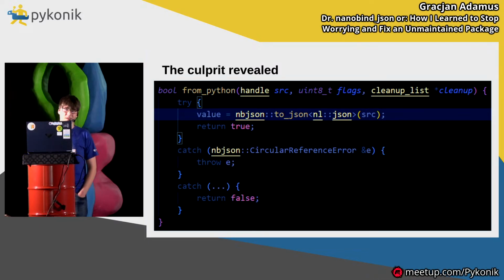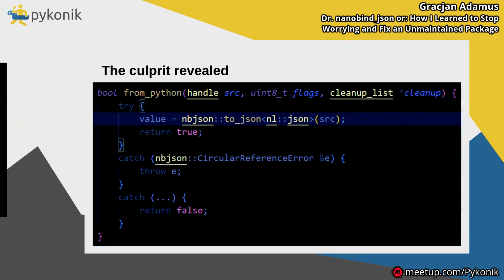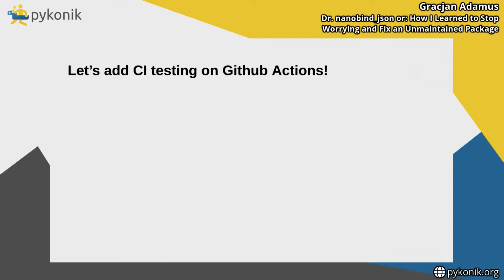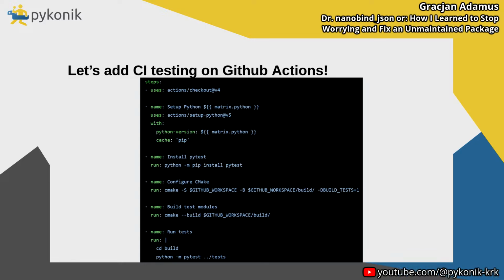And after that, writing the rest of the tests was rather uneventful. It was pretty simple. So now testing works locally. Let's add CI testing on GitHub Actions. It should also be pretty easy, right? Just a simple file: set up Python, install PyTest, build the testing module with CMake, and run Python. And certainly, building it on Linux, macOS, and Windows at the same time also won't be an issue, right?